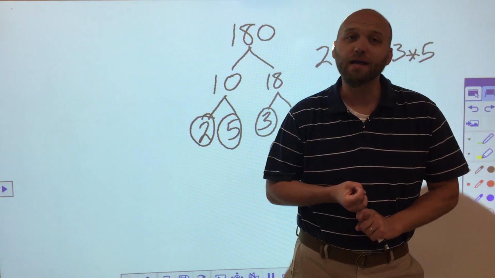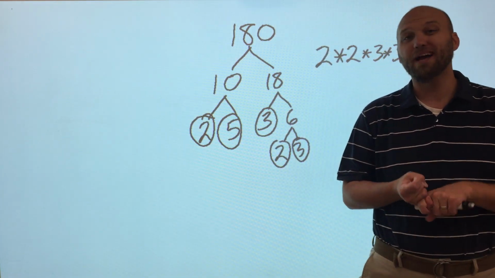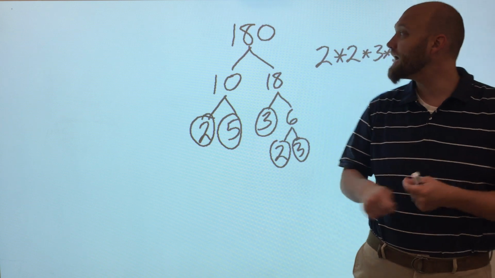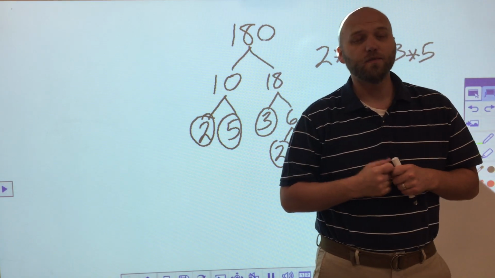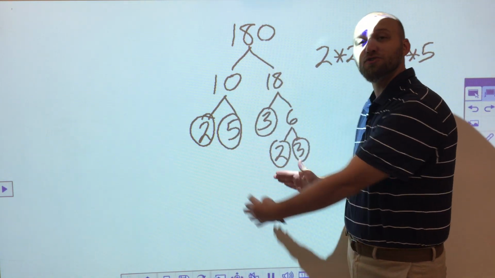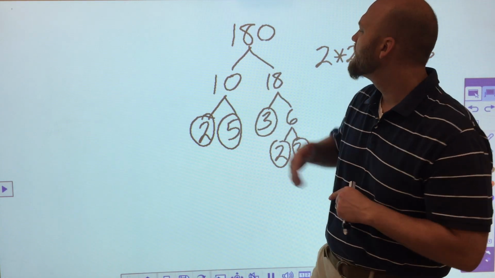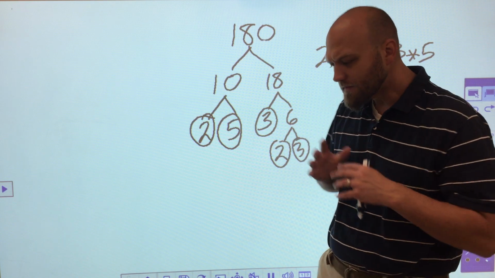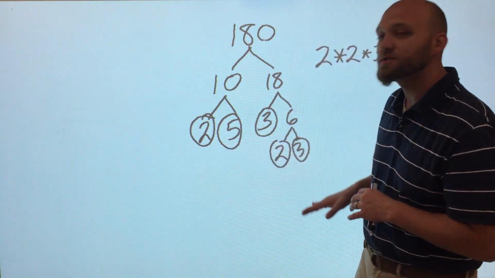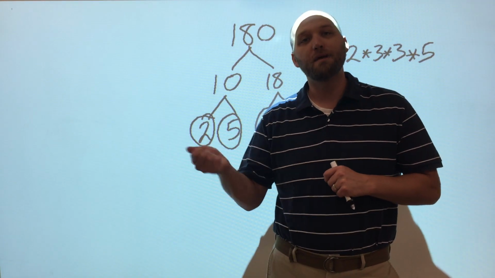So again, prime is any number that can't be divided by anything but 1 and itself. Factors are numbers that are multiplied together to get a bigger number. So if we have a prime factorization, we use what's known as a factor tree, because it kind of looks like a Christmas tree here. So we have a factor tree, and we're breaking a larger number down into the smallest values that can be multiplied together to make that number.